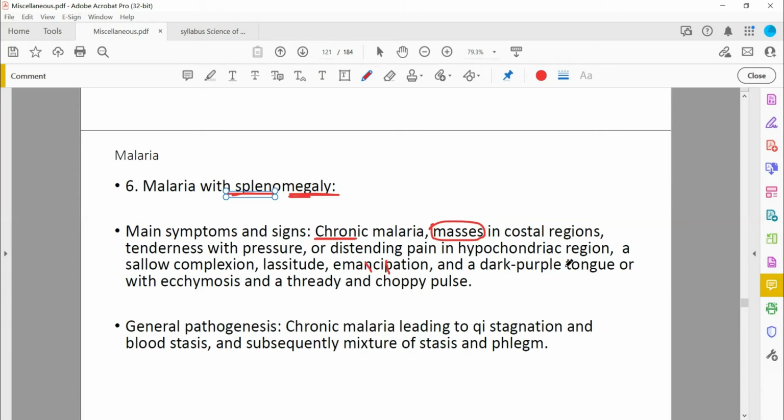So let's take a look at the tongue and the pulse. From the tongue and the pulse, what do you see here? Blood stasis or blood stagnation. Yeah, purple, right? Purple, ecchymosis, choppy pulse. That means there's blood stasis, stagnated blood, right? That means masses, that means that is the blood stasis or stagnated blood.